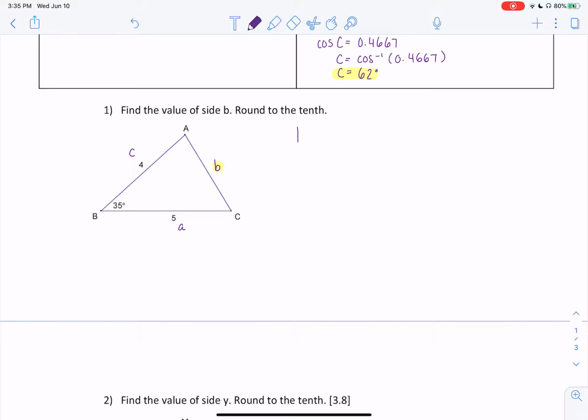So we're looking for b, and I'm going to show you how I switch the letters. So b squared is equal to the squares of the other two sides minus 2 times those sides again, and then cosine of our angle B. And once I have that, I can fill in all my values. So b squared is equal to 5 squared plus 4 squared minus 2 times 5 times 4 cosine of 35. And then we just plug all that into our calculator.